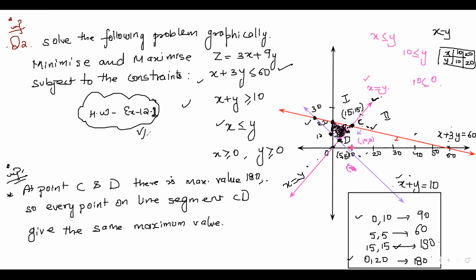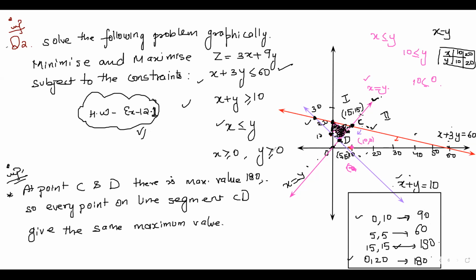Yes, I got the corner points. Okay, Omir, just give me a minute. Okay, Rifat, if you wish, you can drop. Okay, you're welcome. Omir, so you're getting all these corner points? Yes, sir. I got 0,20, 0,10, 15,15, and 5,5. Very good. If you find the value of the objective function at these points, you will get these answers: 960, 180, 180. So what's the maximum value, Omir?